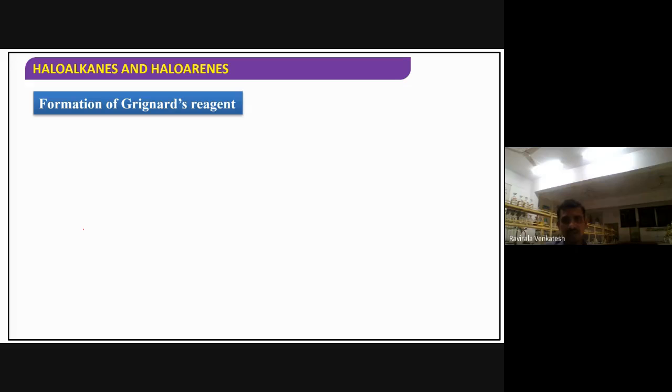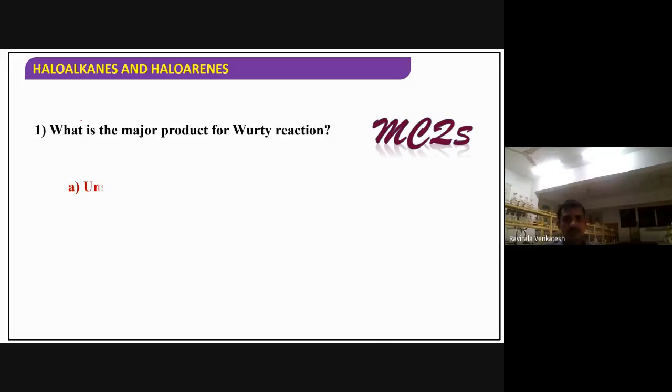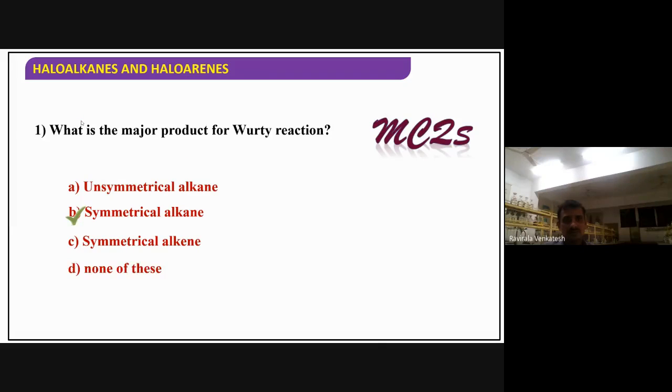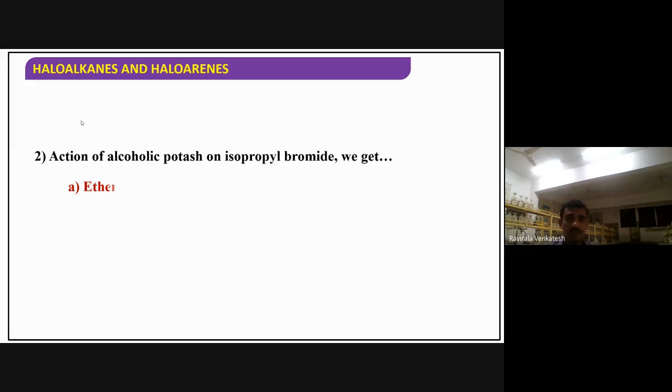Generally, if I take iodine, that will be the best one because it is easily cleavable here. You can take bromine also there. Magnesium will shift here like this. Definitely, symmetrical alkanes we are going to get generally.